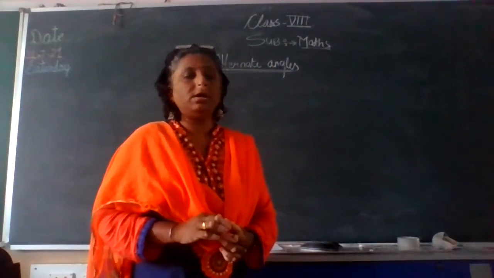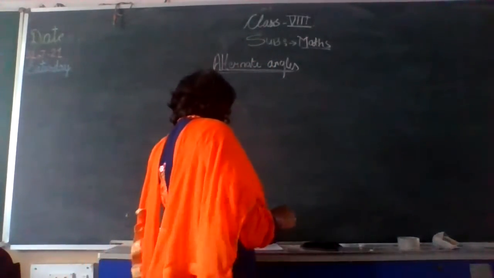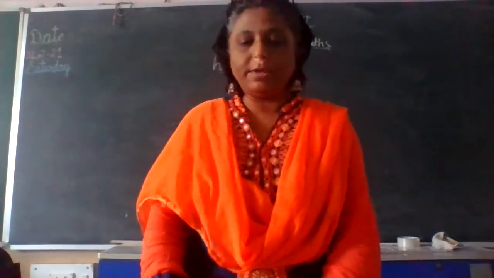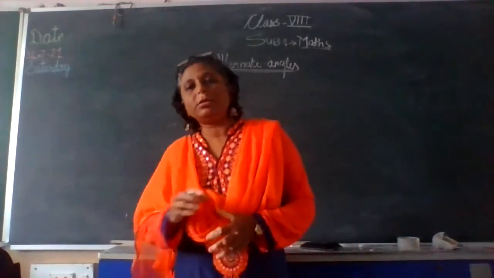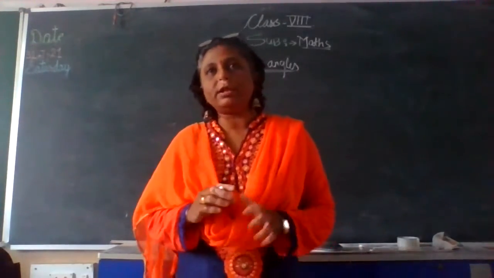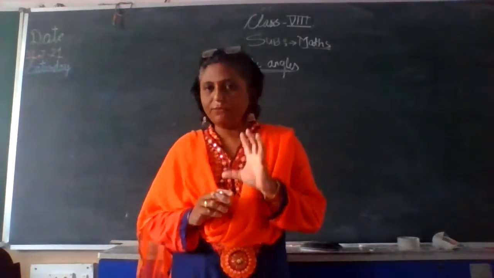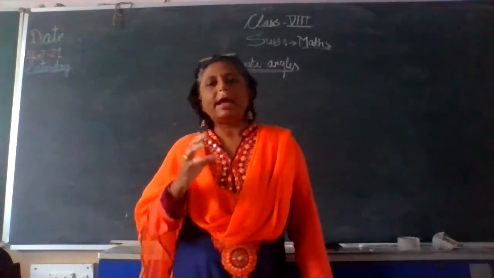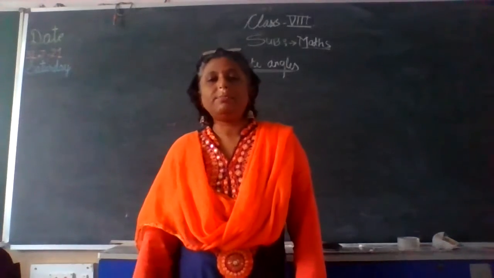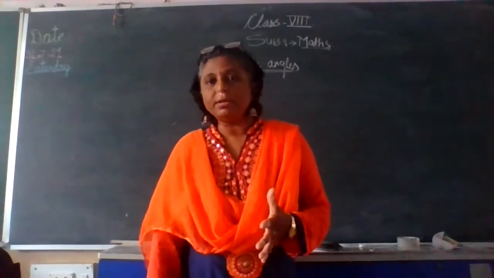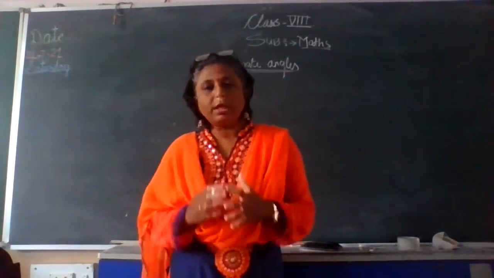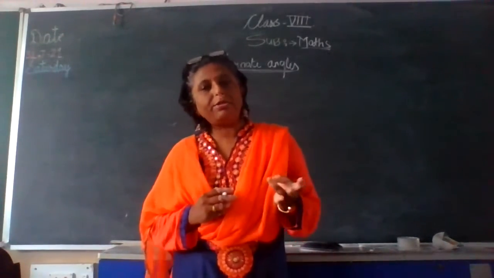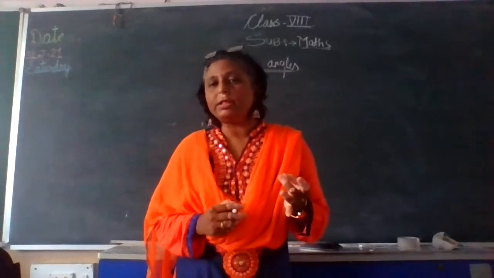In transversal lines, we have seen how many angles are made by the transversal line. At one point it makes 4 angles, and at the second point it makes another four angles. That means it makes 8 angles. So what are they? We say corresponding angles, interior angles, and alternate angles.